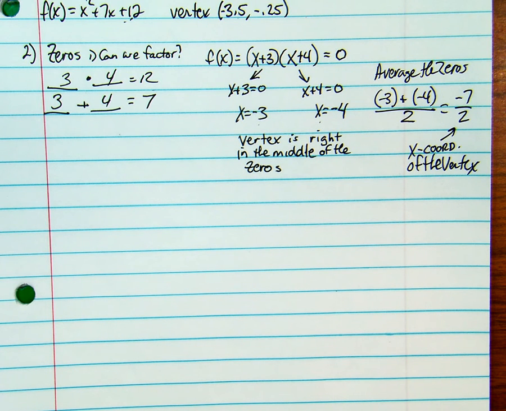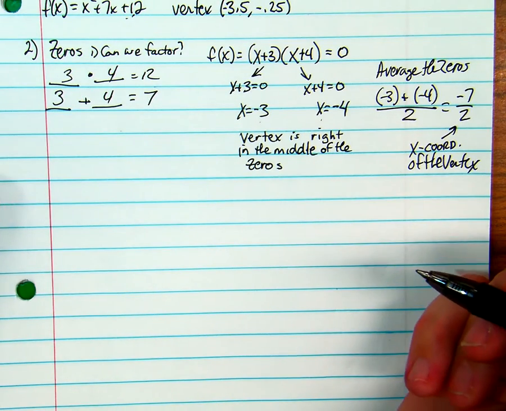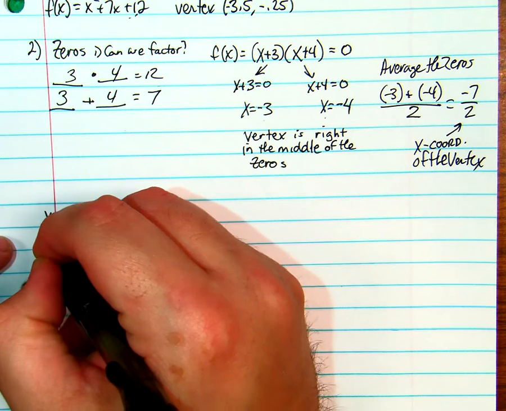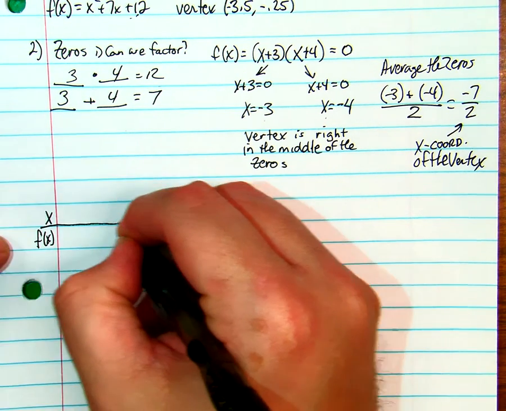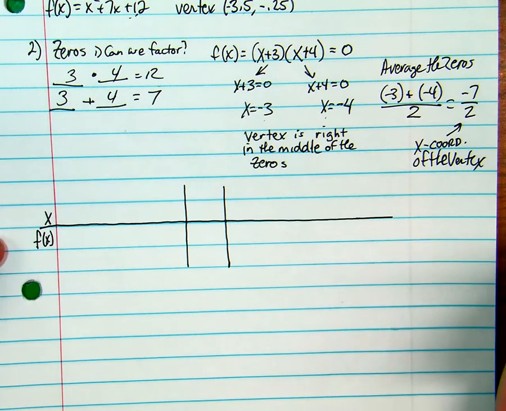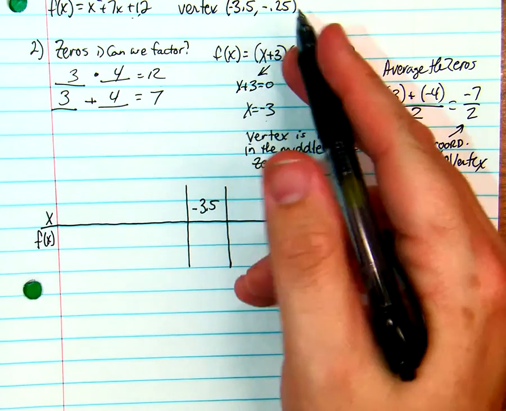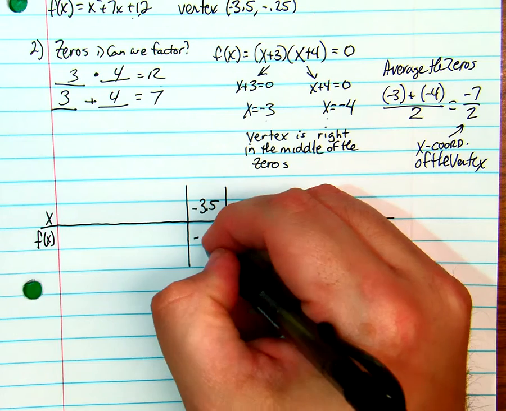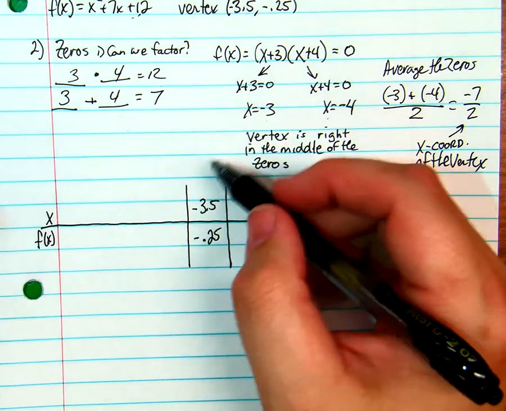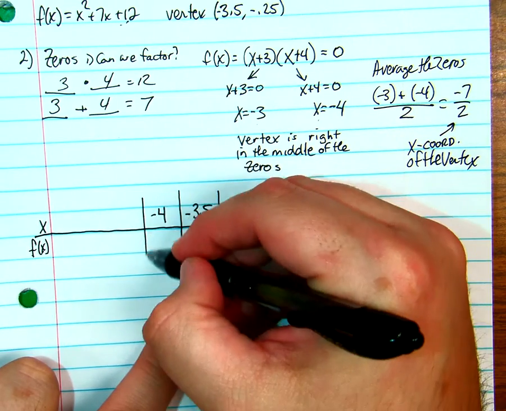Now, we need more points than what we actually have. And so what I'm going to do is make a table of values. I'm going to go x, and then f of x. And I'm going to put my vertex right in the middle, because I know my vertex is at negative 3.5, and that's negative 0.25. And then I went negative 4 here, and I went negative 3 here. And what did I get for these values?